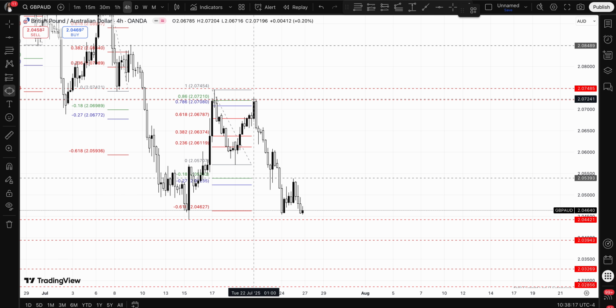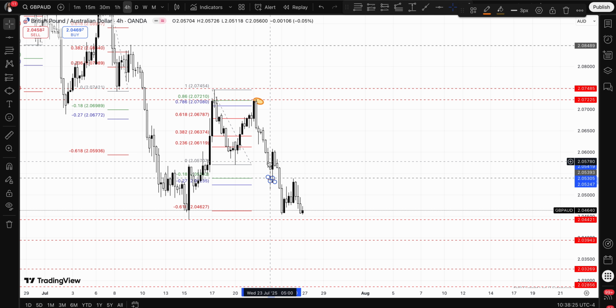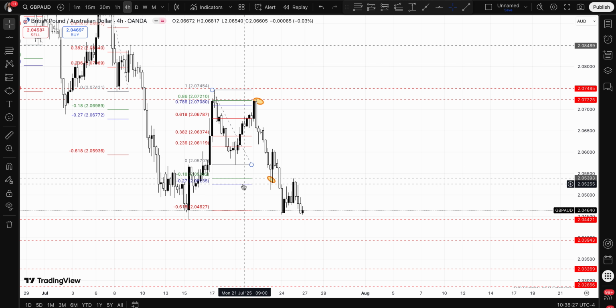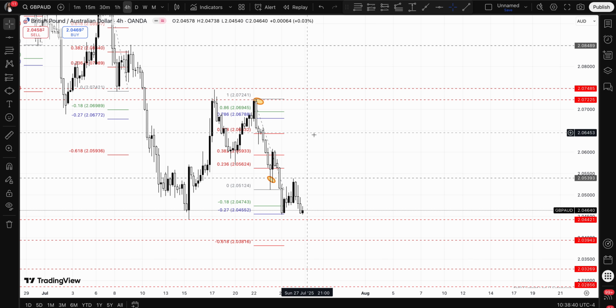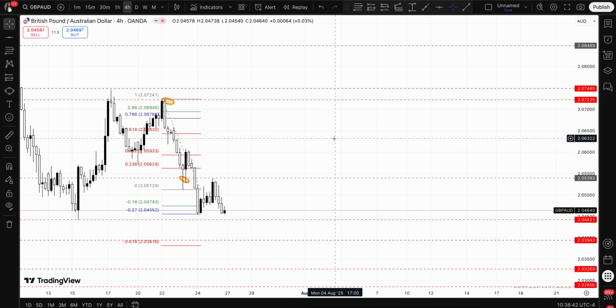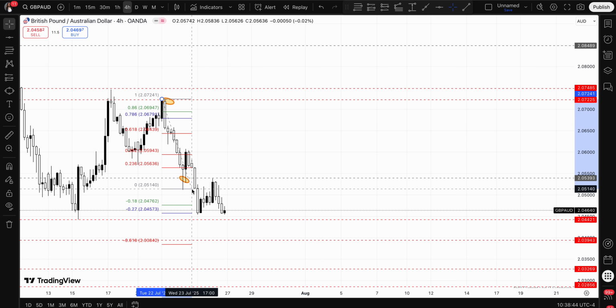8-6 pullback right here. D extension hit right here. And we formed a low, a swing low. You see? So right here and right here. So what I'm going to do is I'm pulling out my Fib again. So I'm going from the high to the swing low. I'm going to get rid of this one because it's too much on top of each other. We'll move this over.